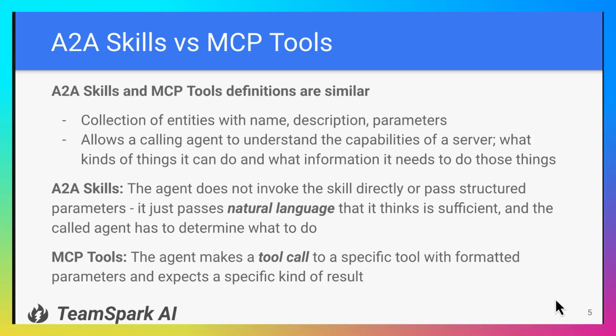With MCP tooling, it's a lot simpler because the calling agent just makes a specific tool call. It says, hey, I want to use this specific tool by name, and here are the parameters you asked for, in exactly the structure that you asked for them, and I have a specific expectation as to what I'm going to get back as a result. So the real difference between A2A and MCP is that A2A is basically just natural language. I'm going to give you a skill definition, and you just tell me in natural language what you want me to do. And with MCP, I'm going to give you that definition, and you make a specific tool call. And that's kind of important in the way that we implemented it and the way that we map it.